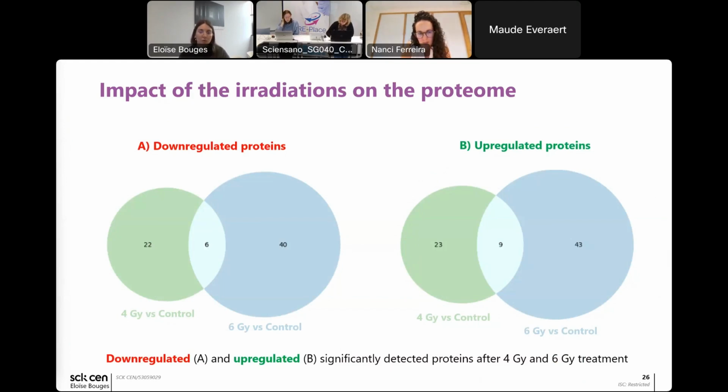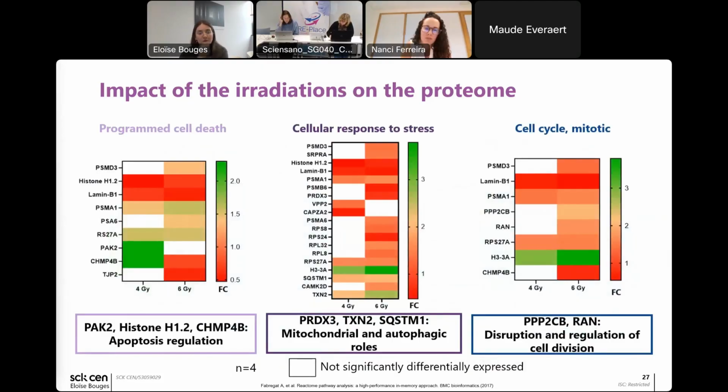To go and look a bit more at the pathway level, here are some heat maps that give an idea of the proteins that were up and down regulated in specific pathways of interest. So on the left, you can see programmed cell death. And the first conclusions that we draw from those results are that it seems like the cells are creating a regulation of the apoptosis, and it's highlighting an early and also late apoptotic signaling as a response after the irradiation.